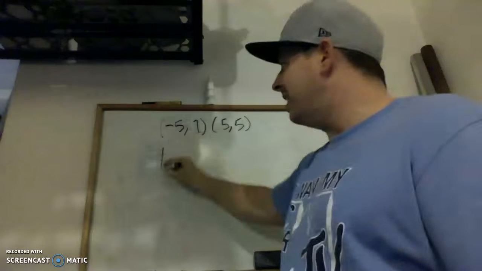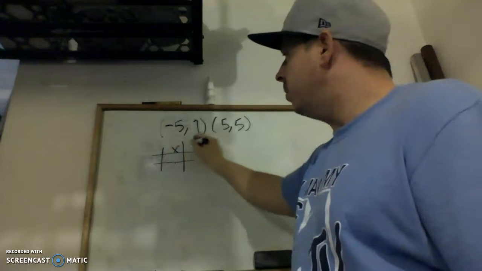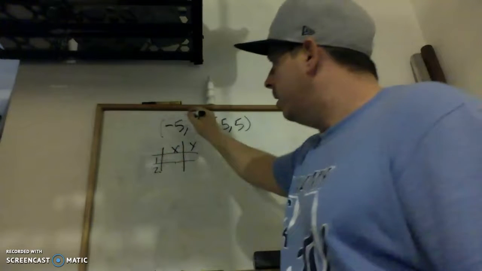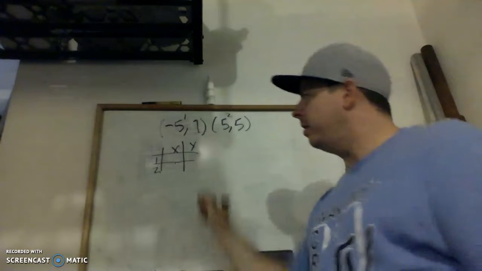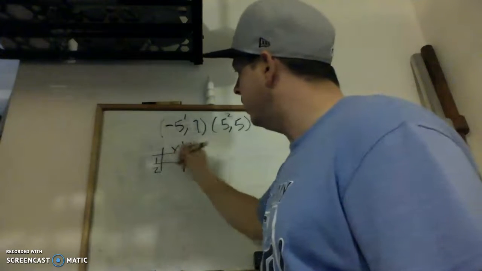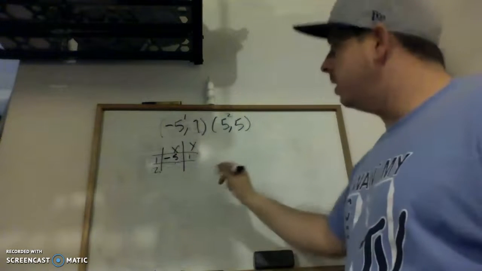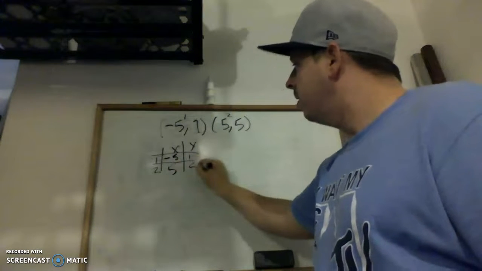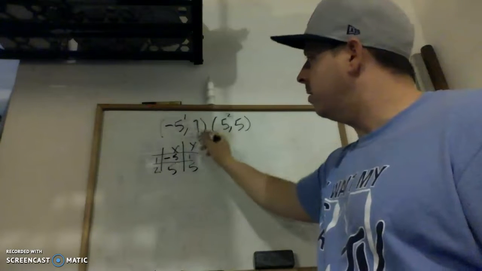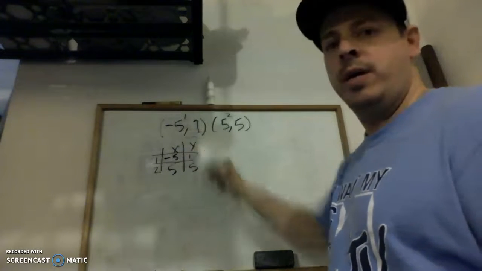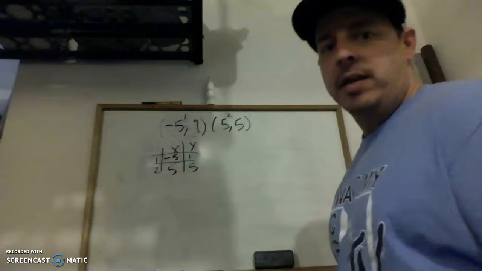I'm going to use my tic-tac-toe method to organize my equation. So here's my x and y, and then a 1 and 2. I'm going to number my ordered pairs just so I know where they go. My first ordered pair, (-5, 1), I just plug into my equation. My next one is (5, 5). So now I have my tic-tac-toe. I plugged this ordered pair into x and y, and then I plugged my second ordered pair into the second column. That's how I got that.